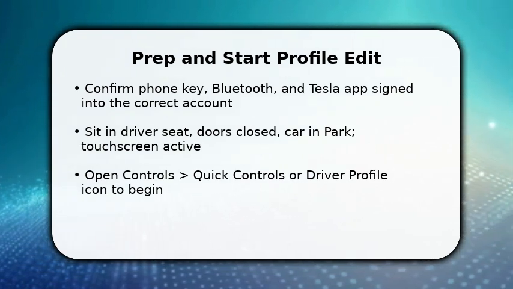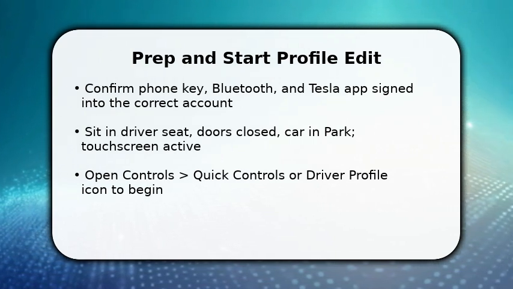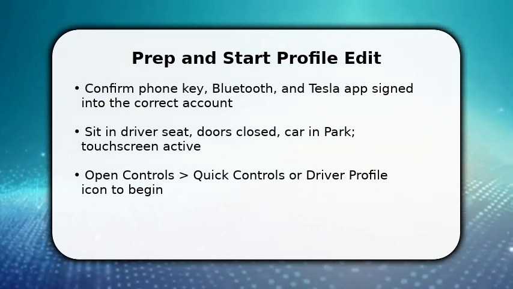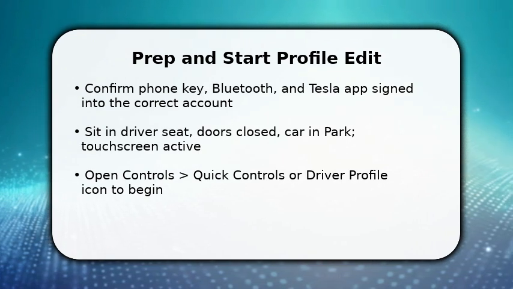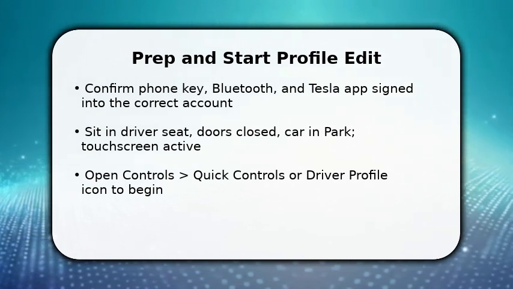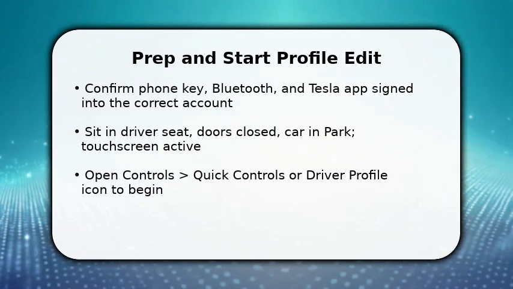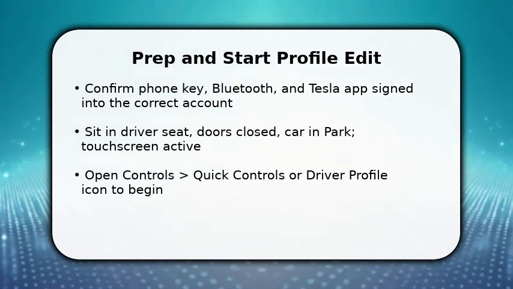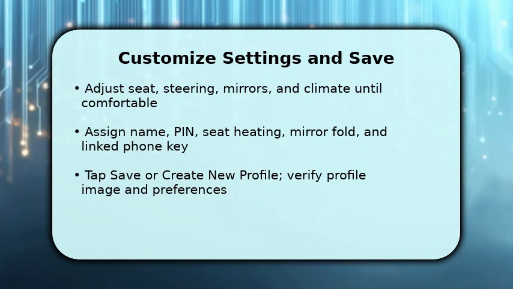Now tap the driver profile icon at the top of the screen or go to Controls, Quick Controls to start editing. You do this first because the car captures steering, seat, and mirror positions from this state when creating a new profile. Next, adjust the physical and software settings.